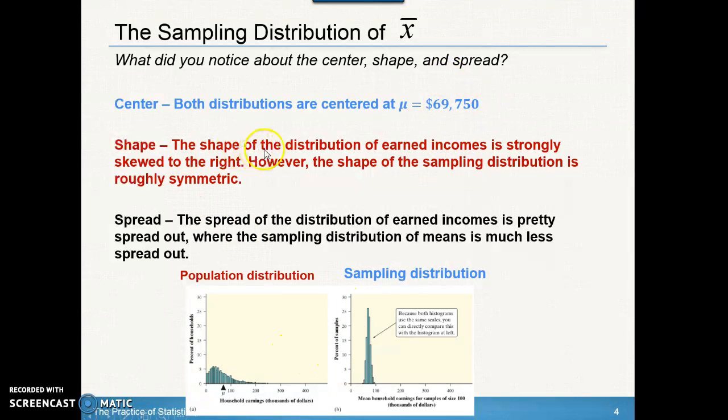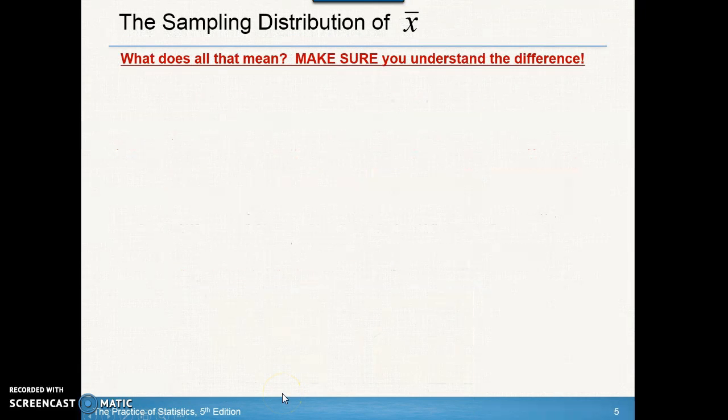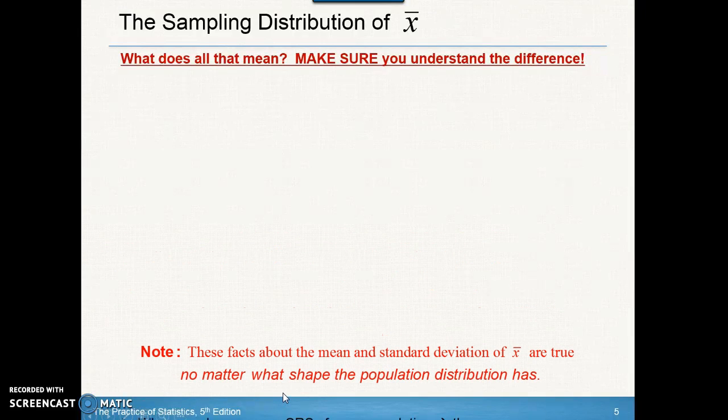Okay? So the shape of the distribution of earned income is pretty strongly skewed to the right. However, we said before that the sampling distribution is roughly symmetric or approximately normal. The spread of the distribution of earned income is pretty spread out. So we already said this had a lot more variability, but the sampling distribution is much less spread out. And we're going to talk about why in a second. Why is this much less spread out than the population distribution? Okay, so what does all of that mean? We want to make sure that we understand the difference, okay?